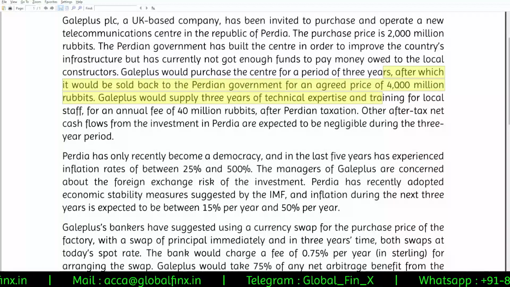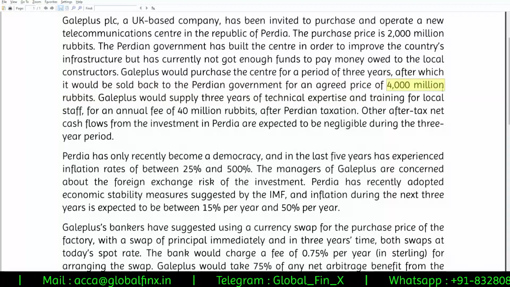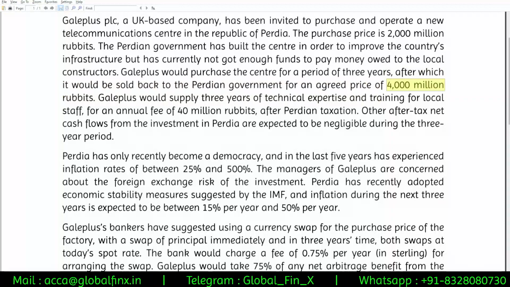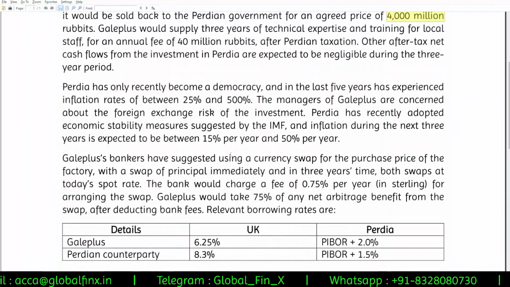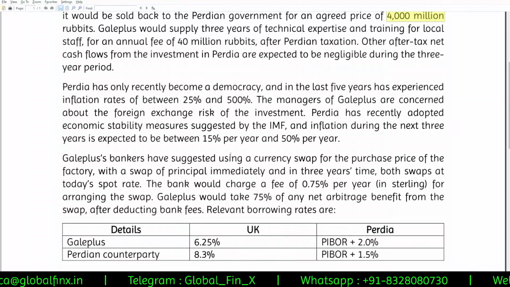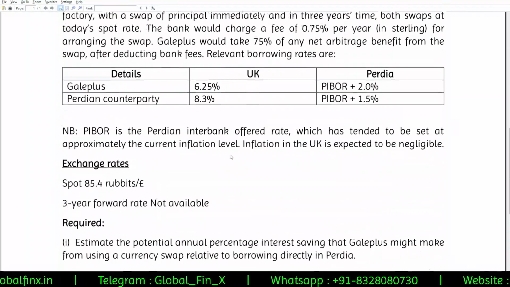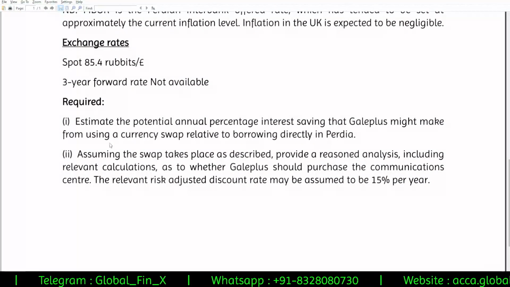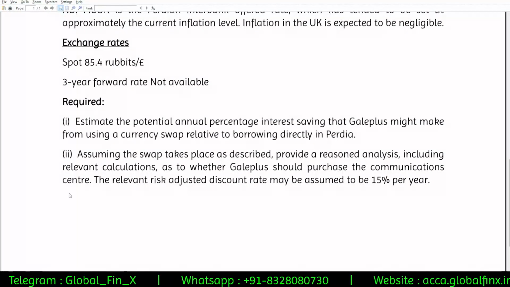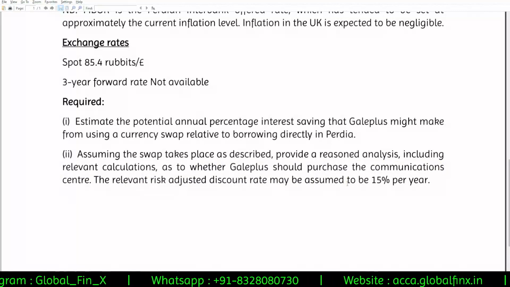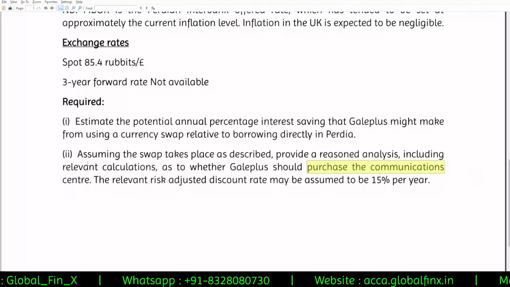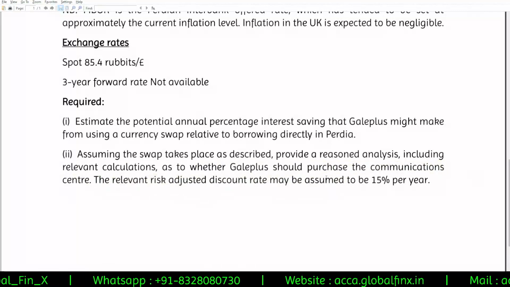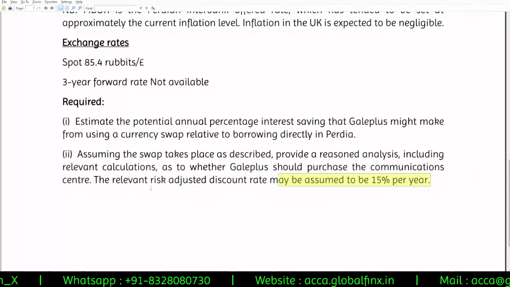So out of this 4000 million, only 2000 million will be protected by the swap. The remaining 2000 million will be exchanged based on the exchange rate at the end of the third year. So you have to understand what is being hedged here through the currency swaps. Including relevant calculation as to whether Galeplus should purchase the communication center or not. The relevant risk adjusted discount rate may be assumed to be 15% per year.